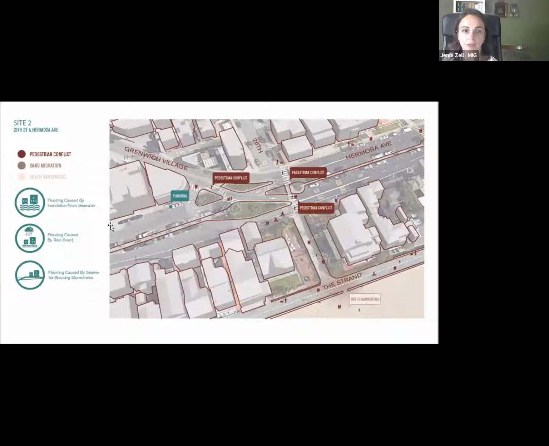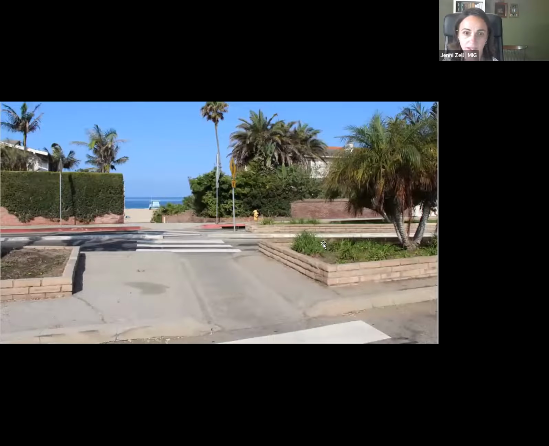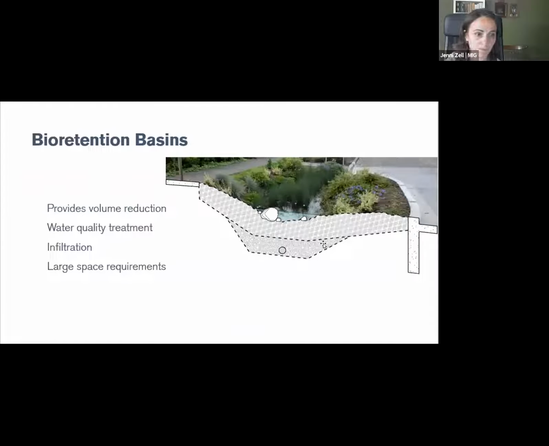And really what we're looking at here is solving some of these big challenges that I'm sure you're all very familiar with. Pedestrian conflicts that look like this, accessibility challenges that look like this. And so, do you want to take this one, Nathaniel?